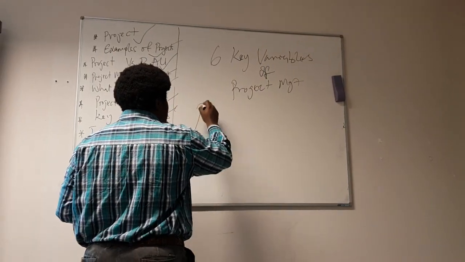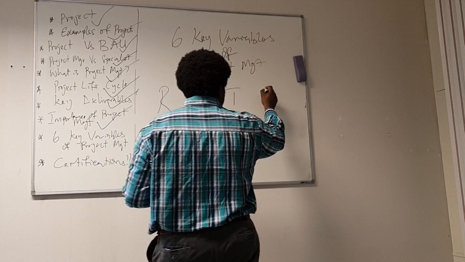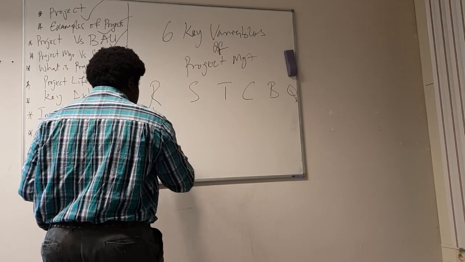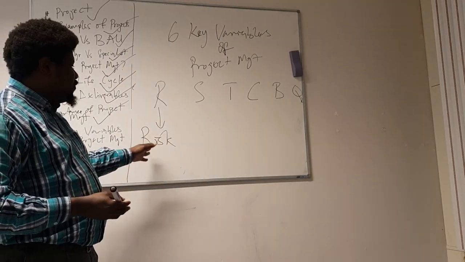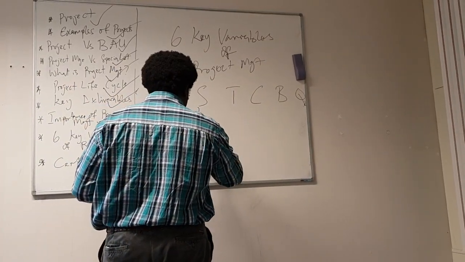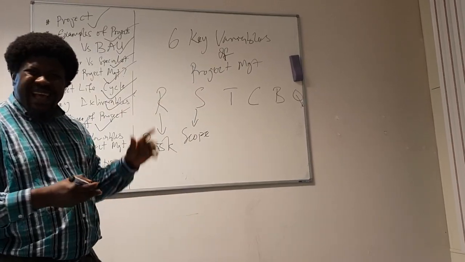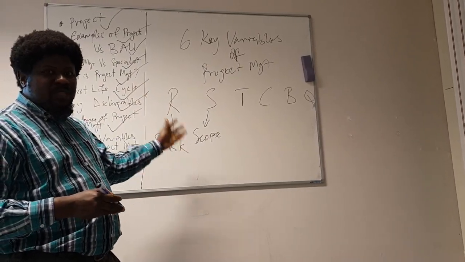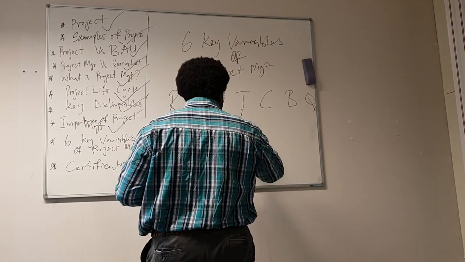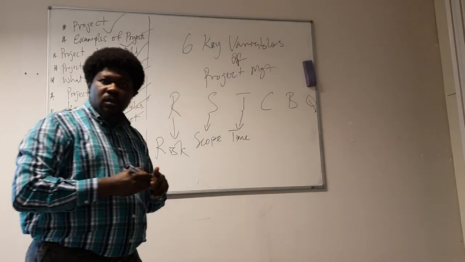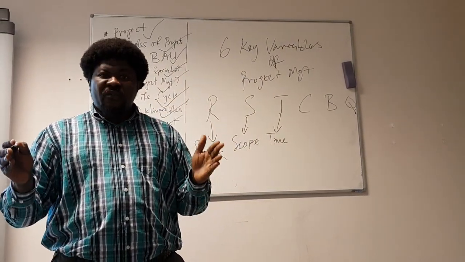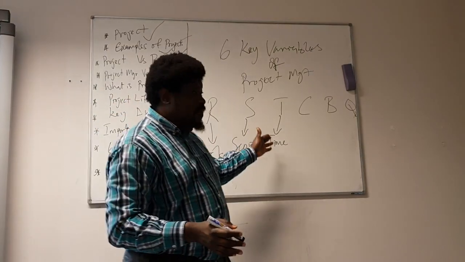So, six key variables: RSTCBQ. R is for risk. Within project management, project managers have to identify risks and mitigate those risks. Scope. The scope of the project has to be well understood, with respect to time and with respect to quality. Time. Remember, we said that projects have a start time and an end time. It's not business as usual. So, to be effective, project management must deliver on time. Cost.